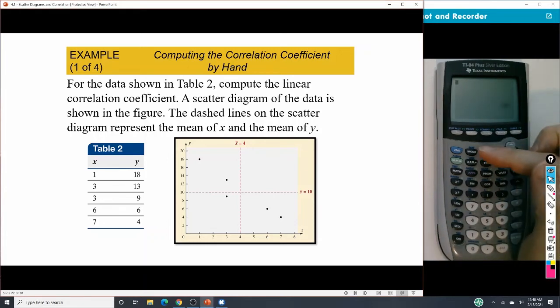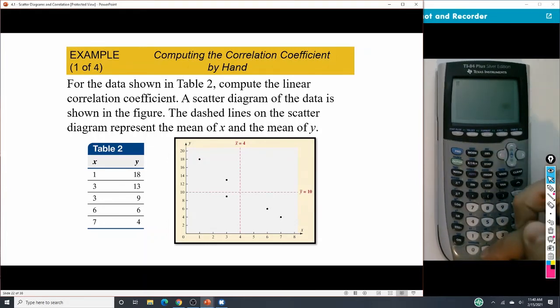So to get our diagnostics on, first we need to go into our catalog. Notice our catalog down here on 0 is in blue. So we hit the second and then 0. And we're in our catalog. And this is all the different programs, different things that the calculator will do. Whether we know what they mean or not, it's all the different stuff in there. Now we need to turn our diagnostic on.